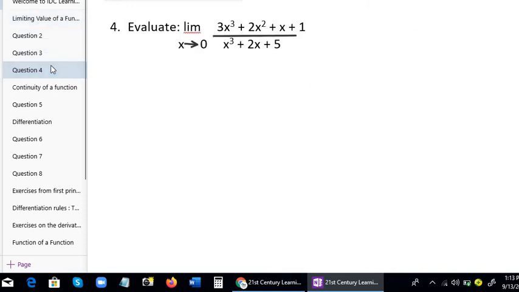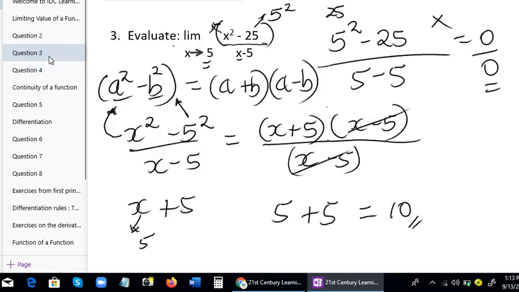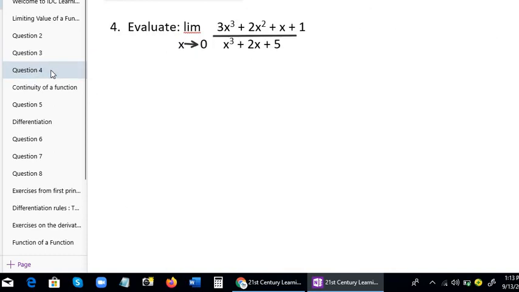If it's not a difference of 2 squares like what I did here, then you need to pick the variable that has the highest power. For this function, the highest power is x raised to the power of 3. Use it and divide through. If I do that, I won't work with x squared, neither will I work with x. X cubed has the highest power, so I'll divide through with x cubed.